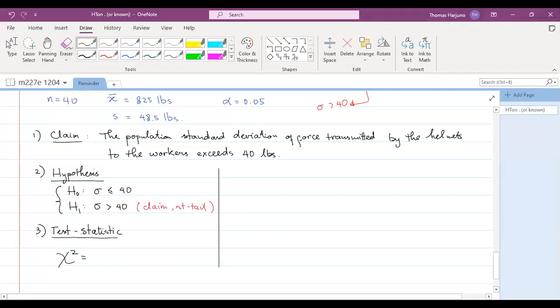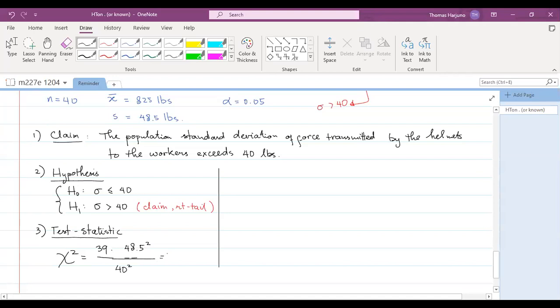This will be 39 times 48.5 squared over 40 squared.